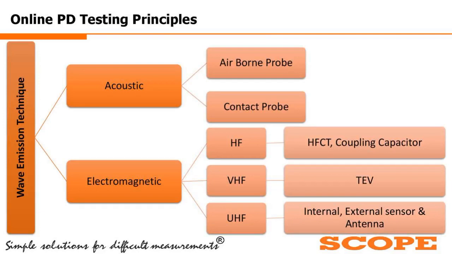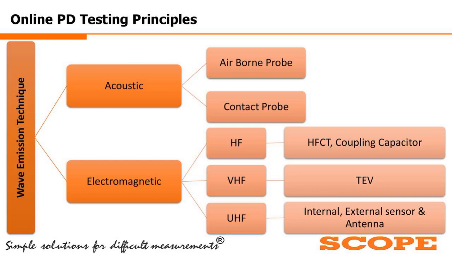Now for the online PD testing, as I have told you earlier also, we are doing the wave emission technique. This wave emission can be of two types, acoustic and electromagnetic. When it is acoustic, we can capture those acoustic signals through the airborne probe or through the contact probe. We will come to these different types of probes or sensors in the subsequent slides, along with the pictures and their frequency ranges. When it comes to the electromagnetic, there are three types of sensors: HF or high frequency, VHF very high frequency, and ultra high frequency UHF.